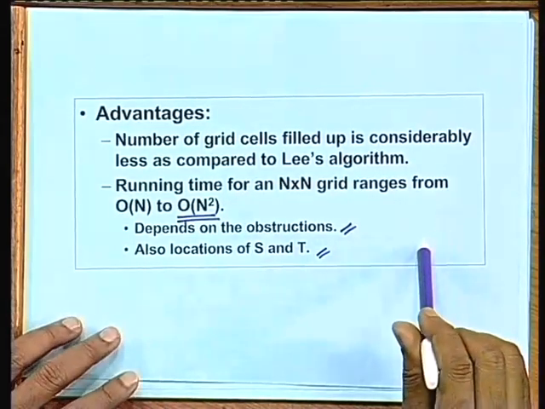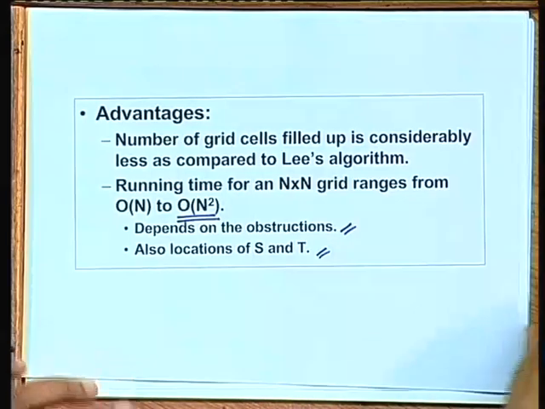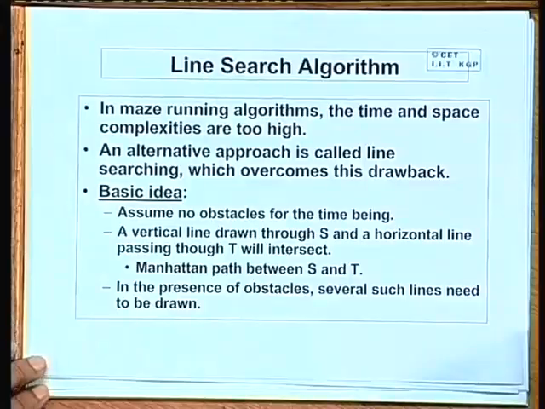Now, these maze running algorithms have the advantage that if you have a path existing between the source and the destination, this will find the path. But the problem is that the memory requirement and the computational time overheads are pretty high. So, there are some alternate algorithms which have been suggested where the information is not kept or maintained in the form of a grid of cells, rather as some geometric shapes and some lines. These are called the so called line search algorithms.